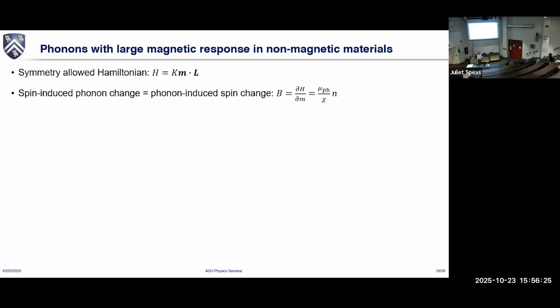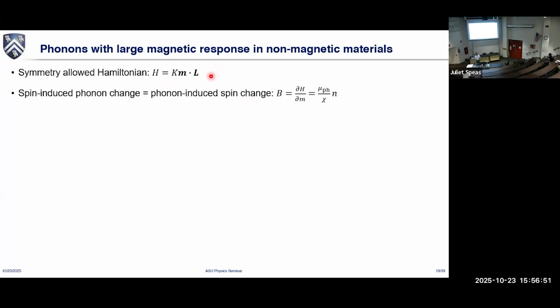The way of searching for such a strong effect would be using a phenomenological Hamiltonian. Here we're just saying that spin, this is the magnetic moment of spin, couples with the angular momentum of phonons, basically chirality. This is symmetry allowed because they share the same symmetry. And then from this, you do a derivation.